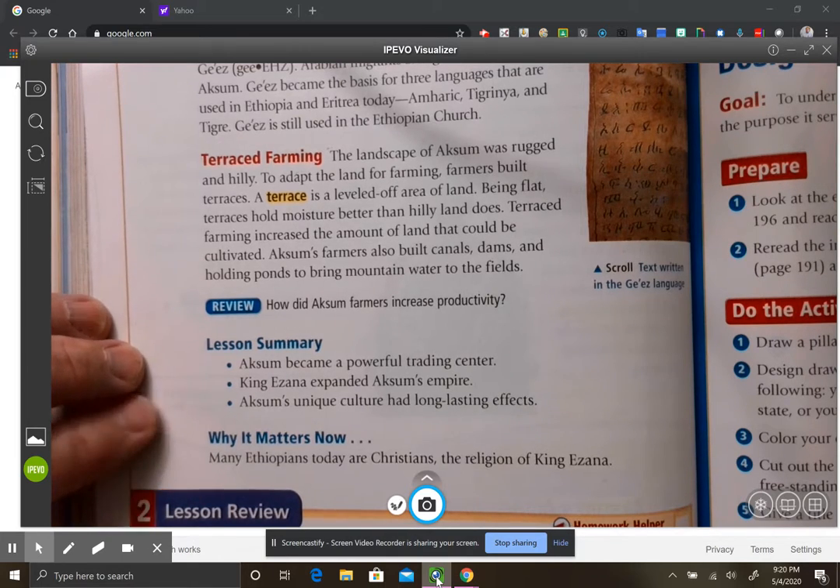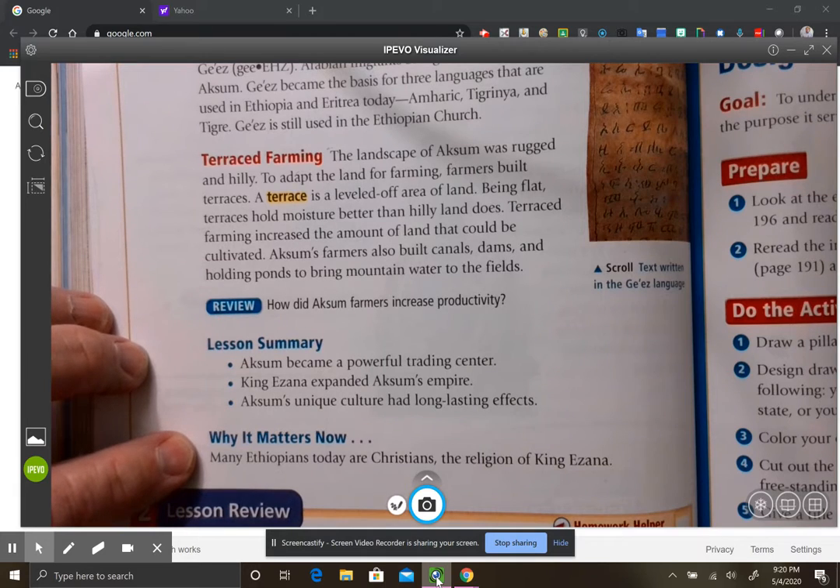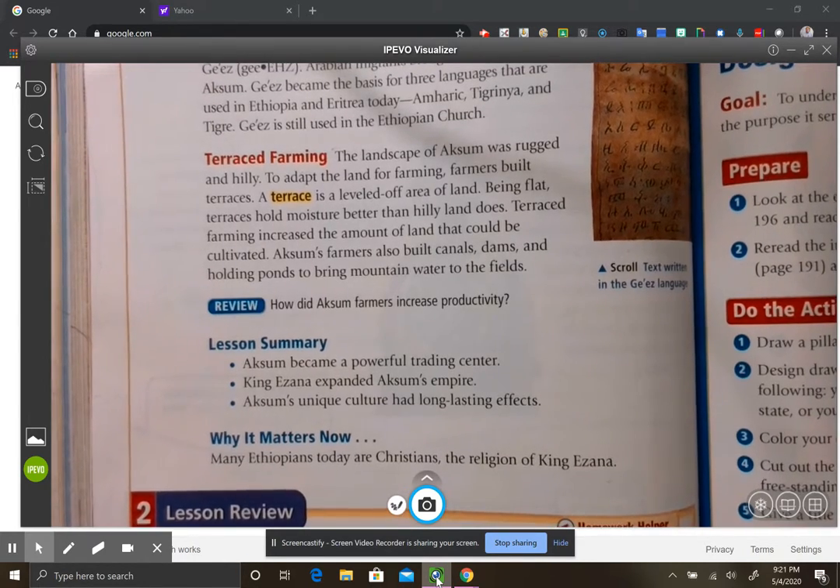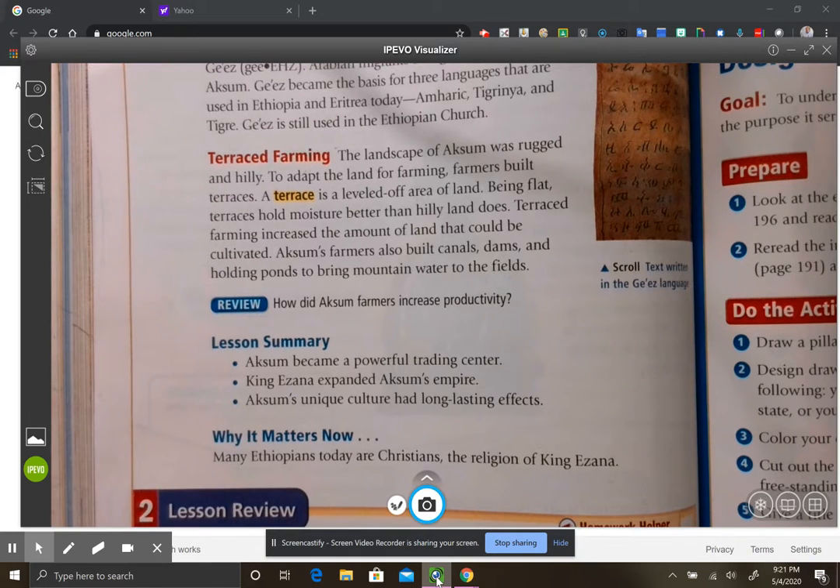Okay? Why does all this matter? Well, many Ethiopians to this very day are Christians, and that was the religion that King Azana brought in. And so he started that. Okay, this is going to be the end of today's reading.